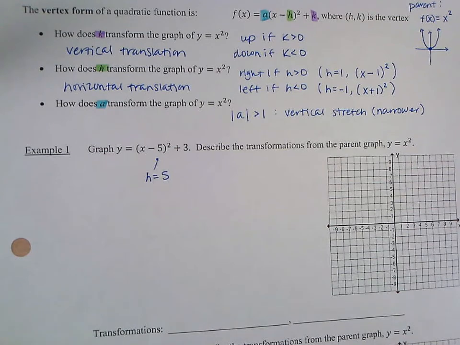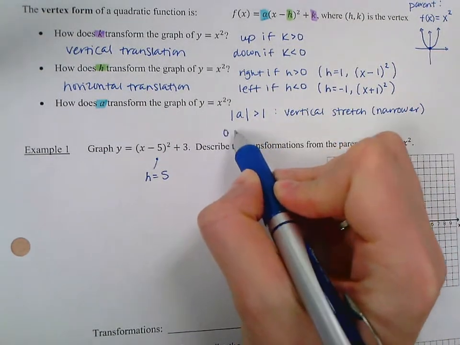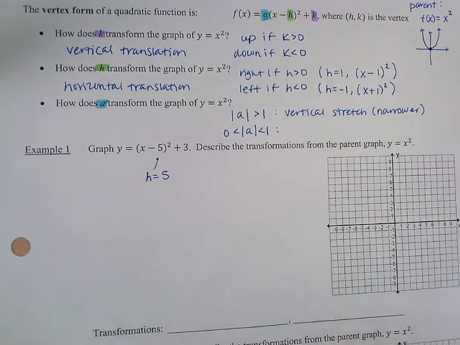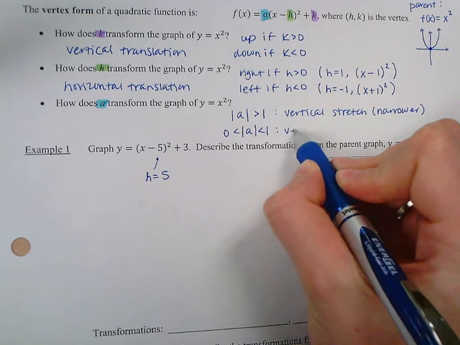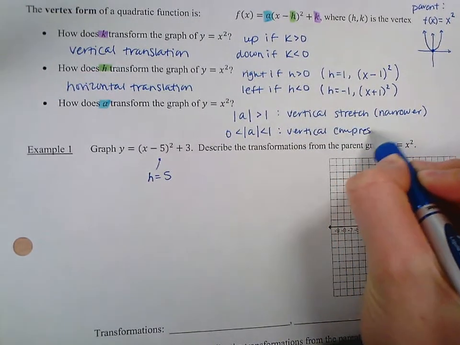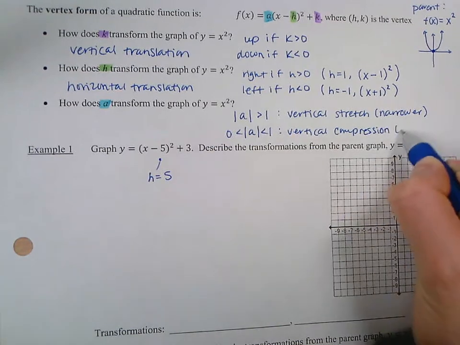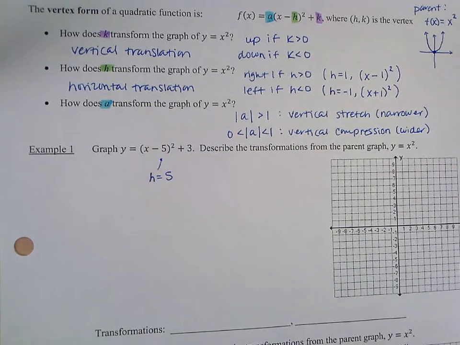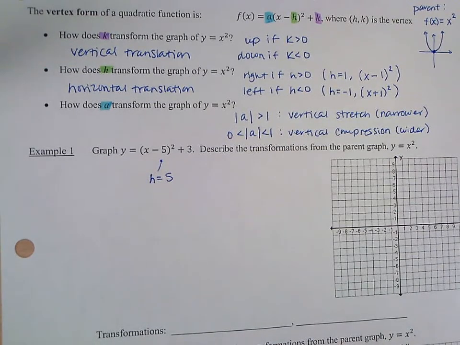so something that's less than 1 but still positive, so still greater than 0. So I'm going to put the absolute value of a is between 0 and 1, so it's a fraction, this would be a vertical compression, which is going to make the graph appear wider. It's like you're pushing down on the two ends, so it looks fatter. And I'll actually show that.